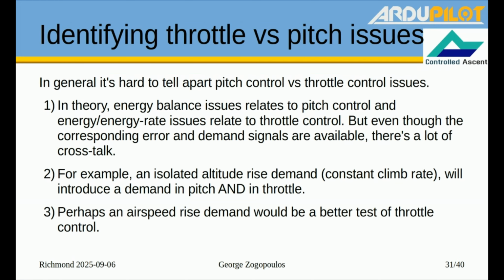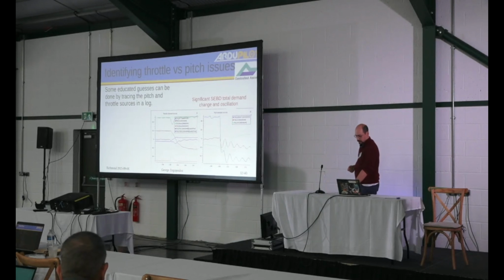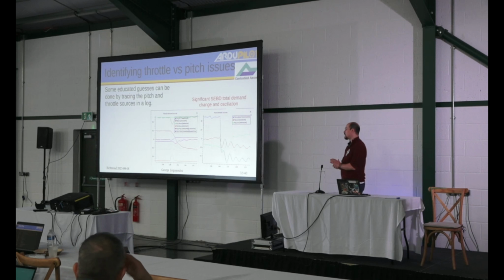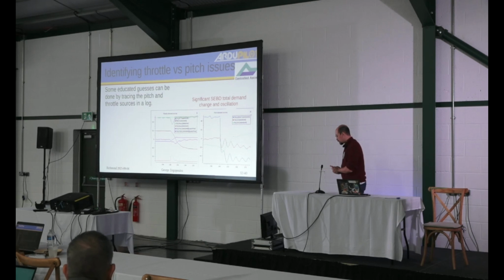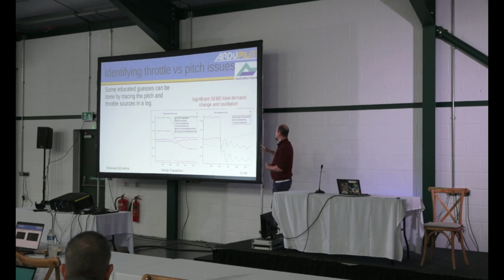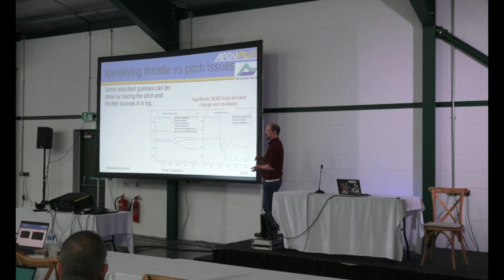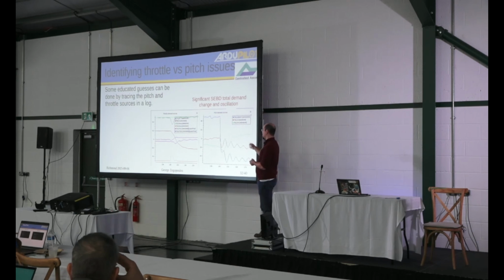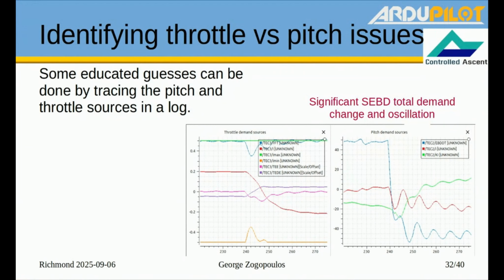And if you get oscillations and bad behavior there, it's not clear what is at fault. So there is some logging that can help us try to identify issues. There are logged messages that help us reconstruct the throttle signal and the pitch signal. And we can try to find the component that is swinging the wildest or is producing the most oscillation.